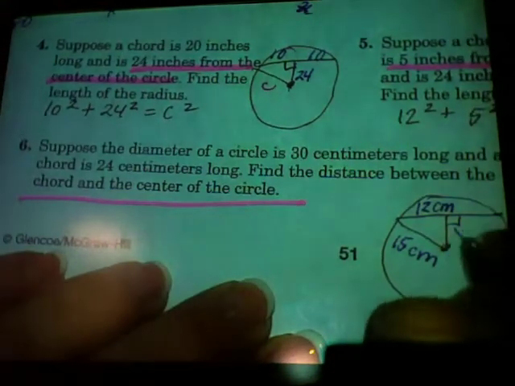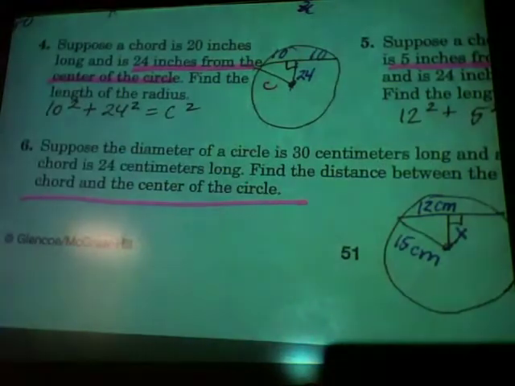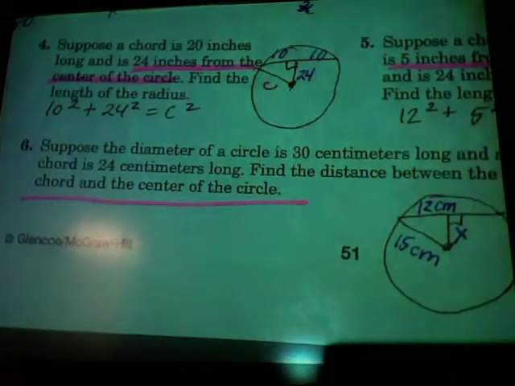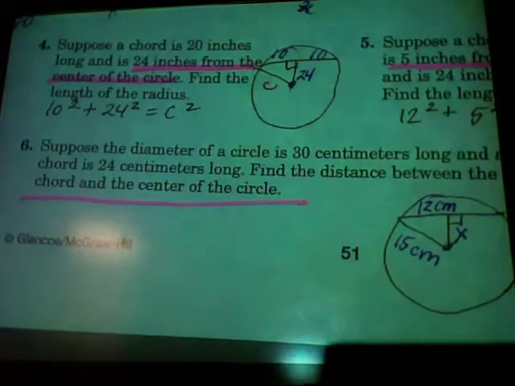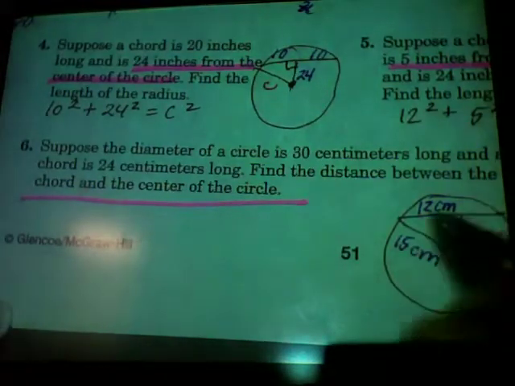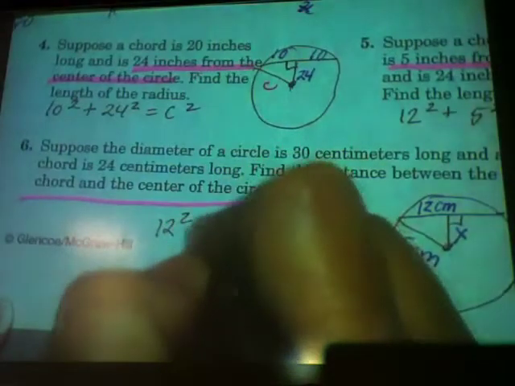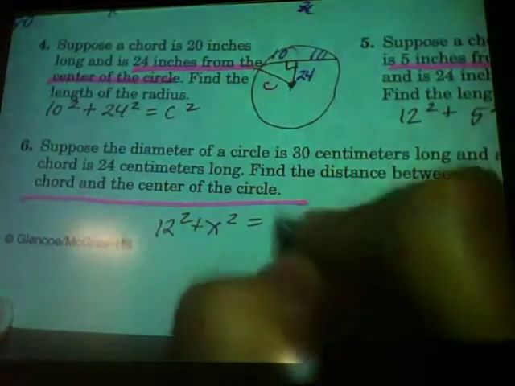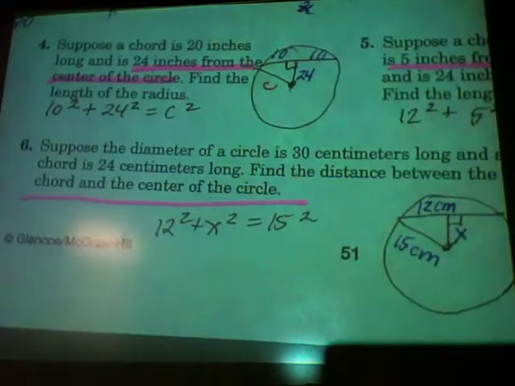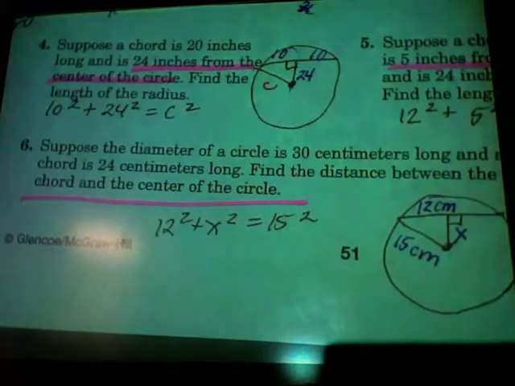The question is, find the distance between the chord and the center of the circle. Remember, this is the distance that the chord is from the center of the circle. So this time your x changed. It's no longer the radius. You still set up a very similar equation to solve. You still use Pythagoras' theorem, but this time you have 12 squared plus x squared equals 15 squared. Weren't all three problems set up exactly the same?